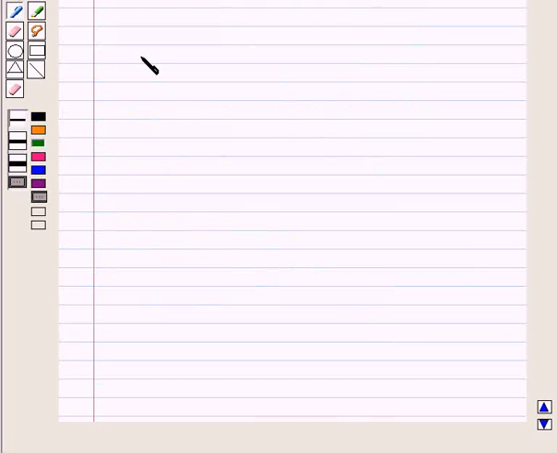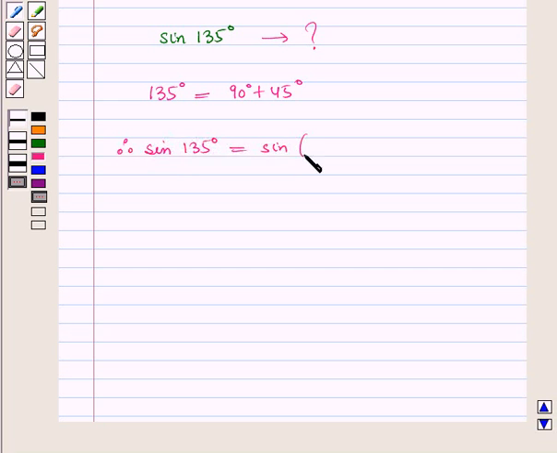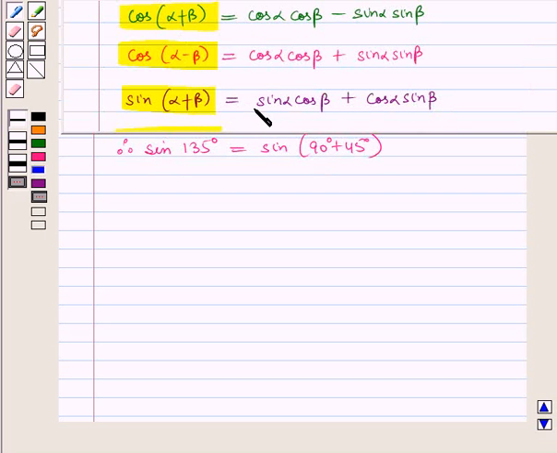Now let us discuss an example. Here we have to find sine of 135 degrees using the sum of angles formula. Now we know that 135 degrees is equal to 90 degrees plus 45 degrees. Therefore, sine of 135 degrees is equal to sine of 90 degrees plus 45 degrees. So here we will use the formula of sine of alpha plus beta. So sine of 135 degrees, which is written as sine of 90 degrees plus 45 degrees, will be equal to, now here alpha is 90 degrees and beta is 45 degrees.